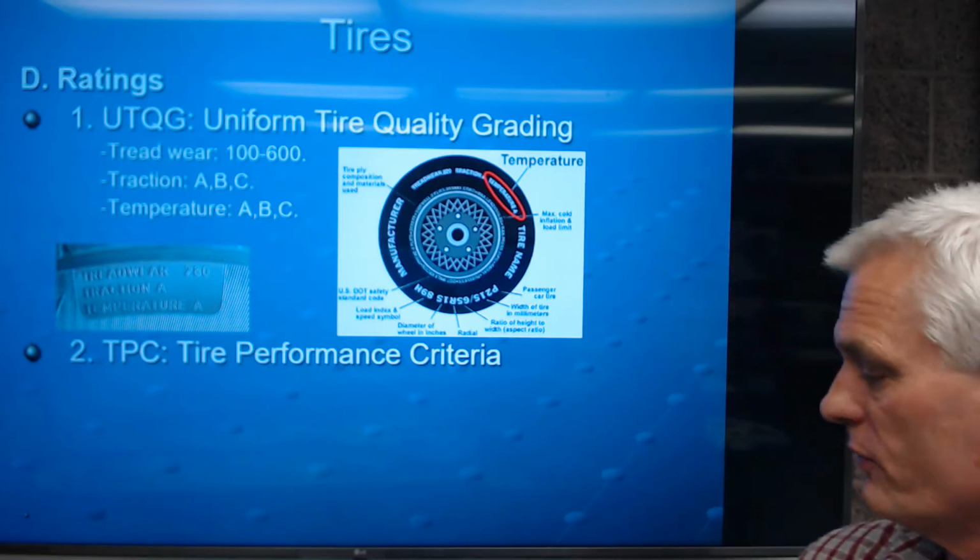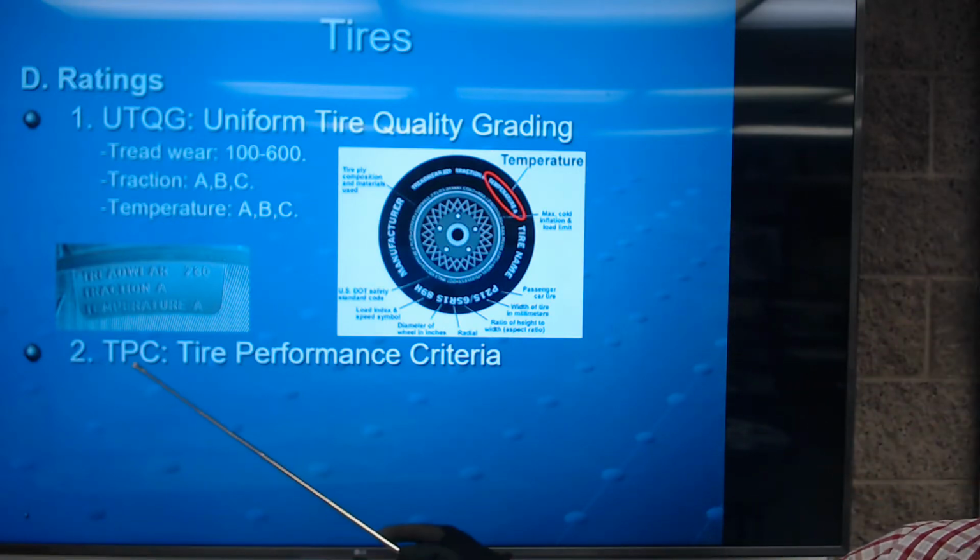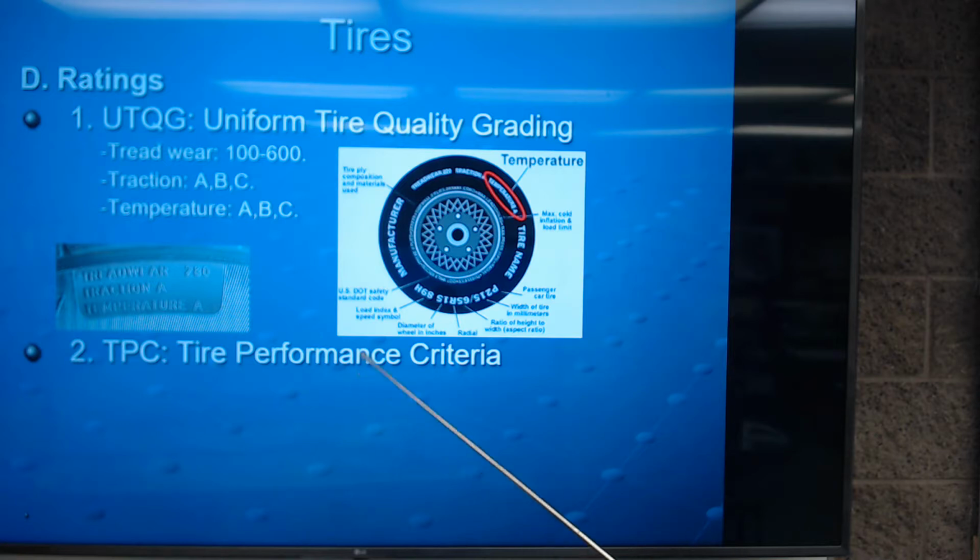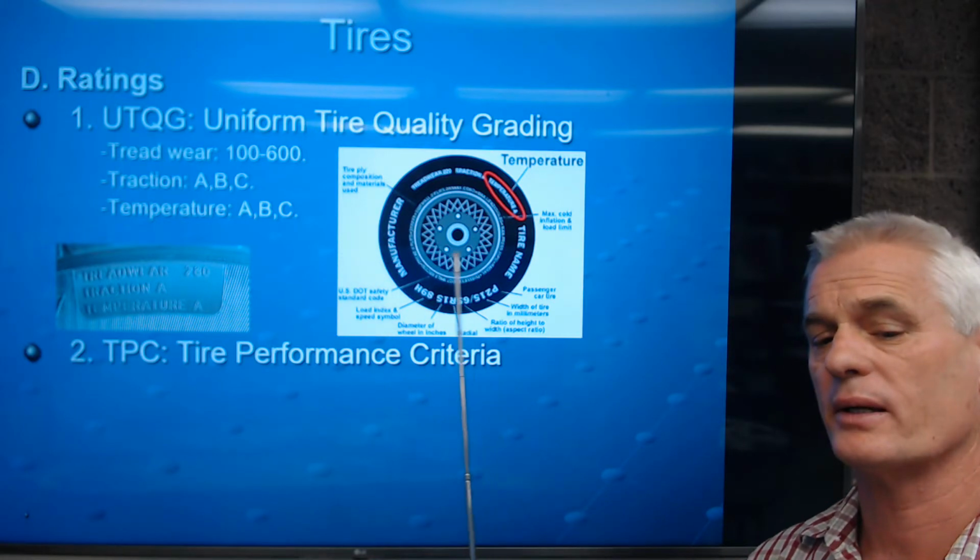Tires have what's called a tire performance criteria, or TPC. That TPC includes a load index and a speed symbol. Here it is right here. So this is upside down, but has a load index of 89, and on a chart that gives us an index of how much load that tire can handle.